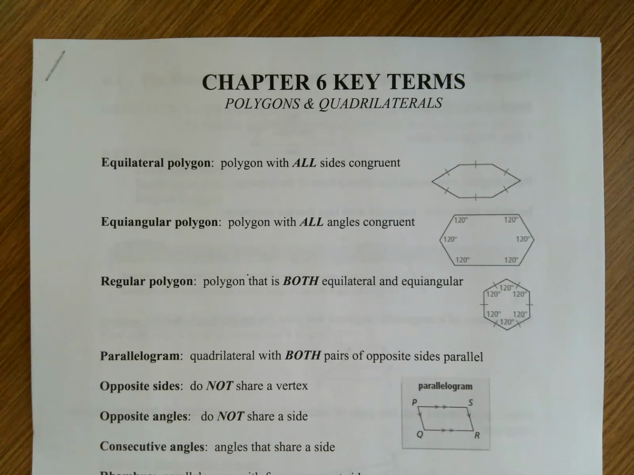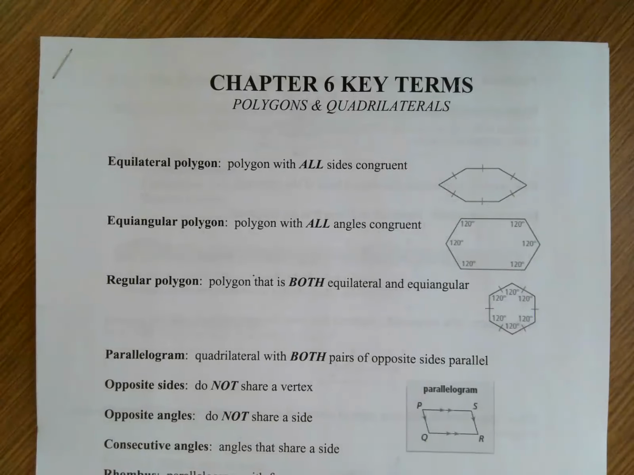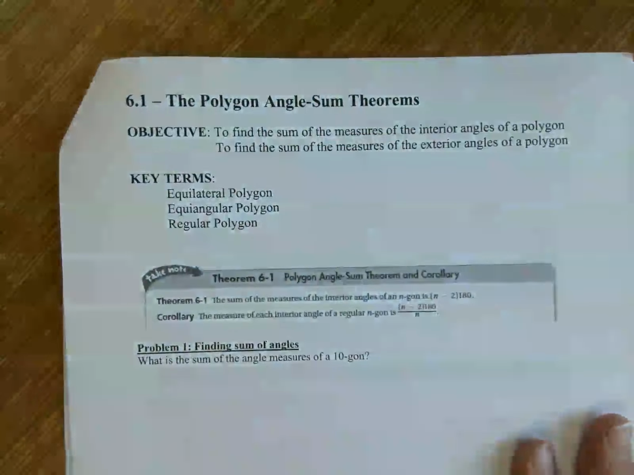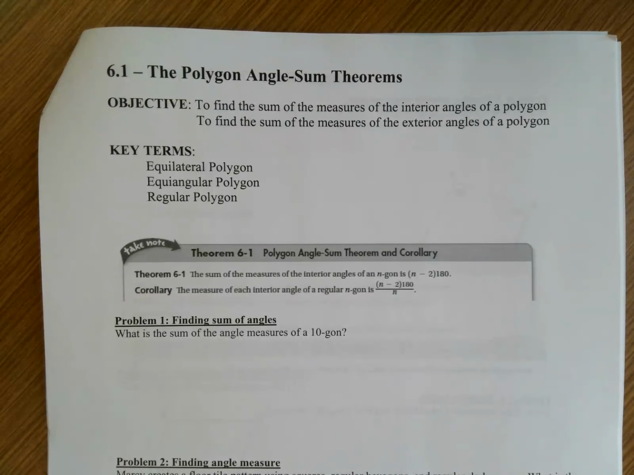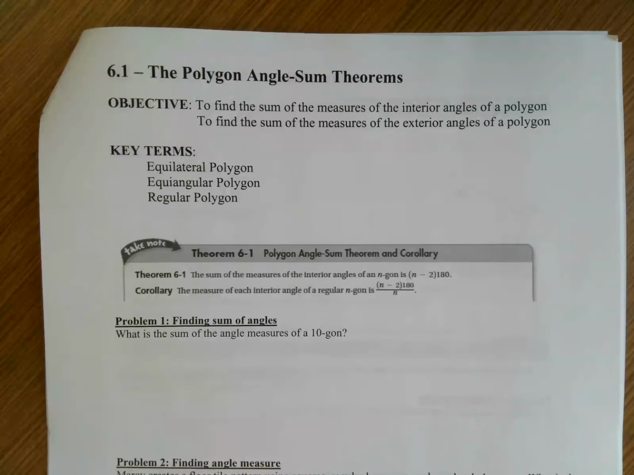Here we go, chapter 6. This whole first page right here, and this whole second page are all vocab things that we will be going over. This first sheet of paper is a great way to start focusing on and learning vocab. But we're actually going to talk about 6.1, polygon angle sum theorems.